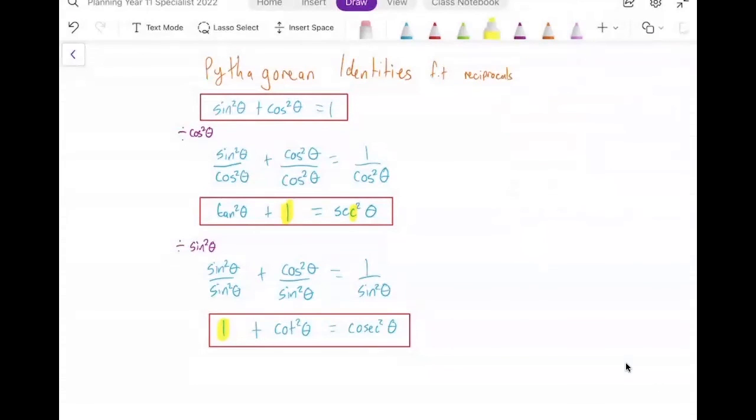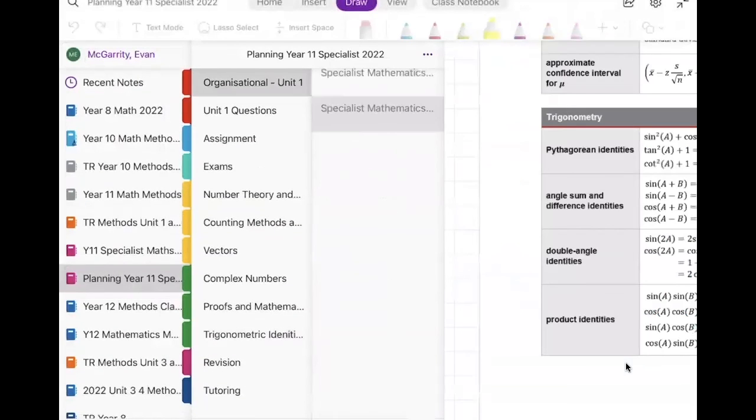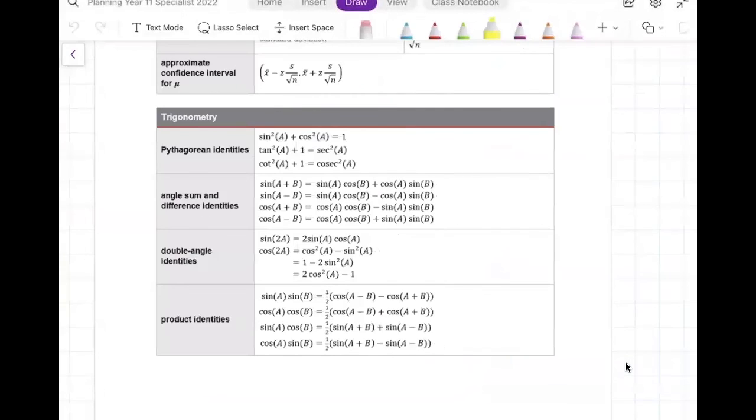I also want to point out real quick, these 3 identities are up here on the formula sheet. So if you come across your formula sheet, you will see all 3 of these over here under my Pythagorean identities.